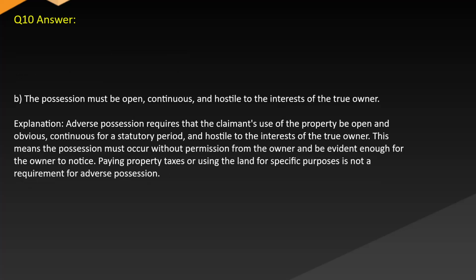Answer: B. The possession must be open, continuous, and hostile to the interests of the true owner. Explanation. Adverse possession requires that the claimant's use of the property be open and obvious, continuous, for a statutory period, and hostile to the interests of the true owner. This means the possession must occur without permission from the owner and be evident enough for the owner to notice. Paying property taxes or using the land for specific purposes is not a requirement for adverse possession.